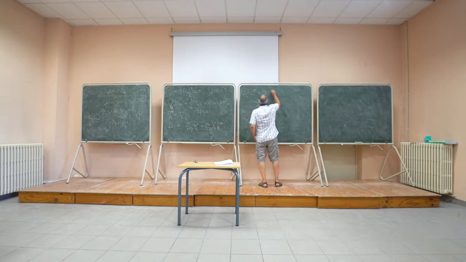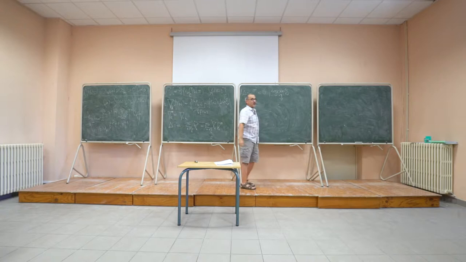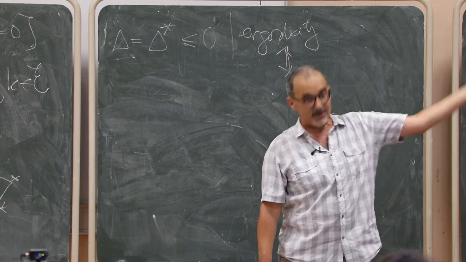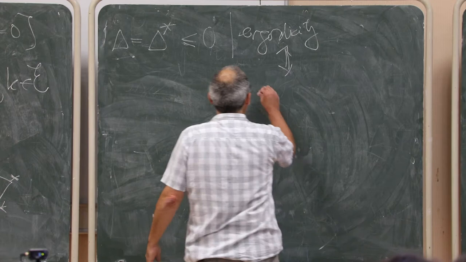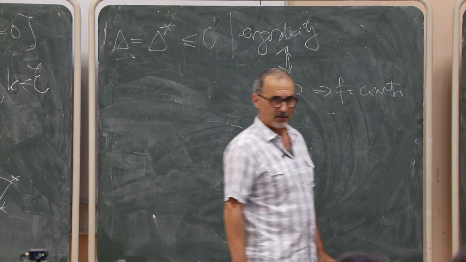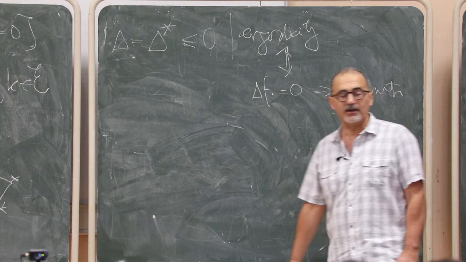Ergodicity of the sphere is equivalent, and this is homework for you, to the statement that the only zero eigenvalue of the Laplacian corresponds to the constants, the functions belonging to the zero eigenvalue are the constants. As I factored them out, there are no zero eigenvalues. Yes, delta f equals zero implies f equals constant. But the constants are factored out. This is equivalent to ergodicity. That's homework for you. It's not totally trivial. It's not a difficult thing, but there is something to prove there, right?